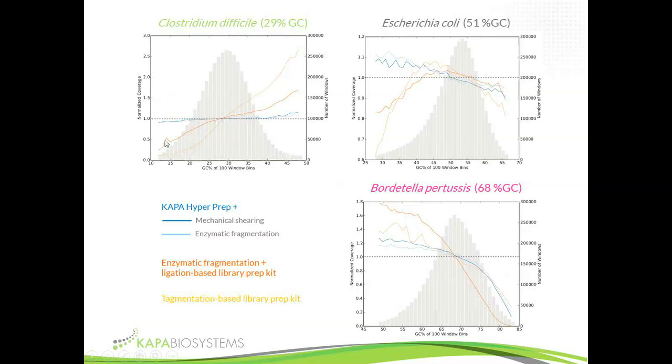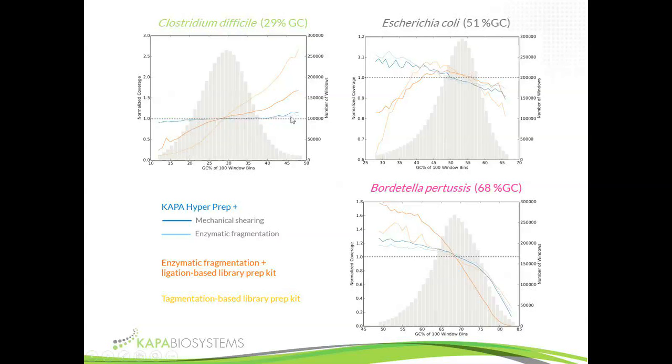And so this normalized coverage essentially says, what is the coverage of this bin relative to the mean coverage for this entire genome? And so, as I said, in a perfect world, we would expect a straight line at normalized coverage of 1. And so when we look at the AT-rich organism and the normalized coverage obtained with the Kapa kit, whether it was enzymatic fragmentation or Covaris shearing, it's pretty darn close to a perfect sequence.